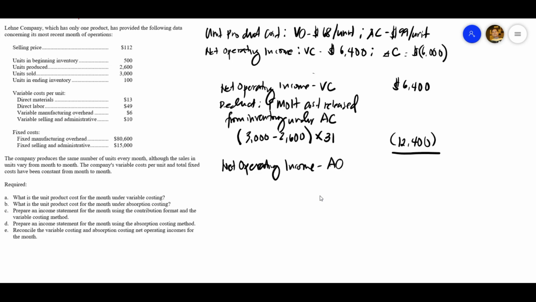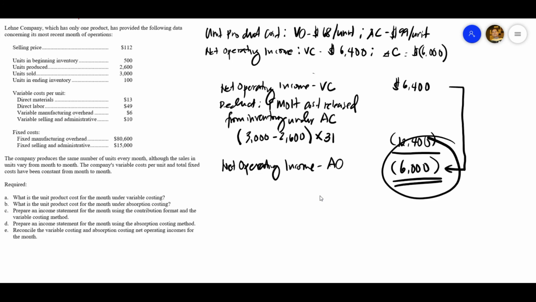under absorption costing of 6,000. In this case, it is negative. It is a net operating loss. Okay, let's reconcile. Is that right? Yes. So, 6,400 for the net operating income under variable costing, 6,400 here, 6,400 here. And then your net operating income for absorption costing is negative 6,000, or a net operating loss of 6,000. Then same here, negative 6,000, or 6,000 operating loss.